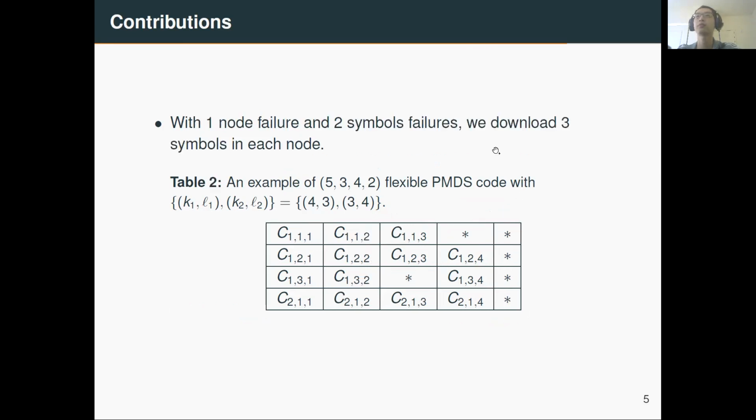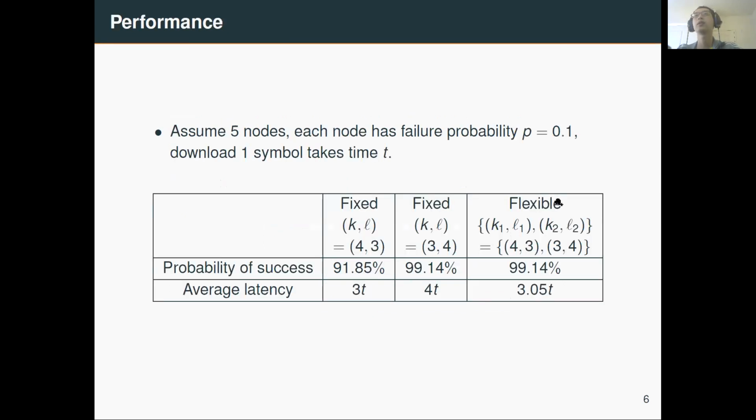Another case is when we only have 1 failure. As you can see in this table, the star means failures, and we only have 1 node failure and 2 additional symbol failures. In this case, we only need to download 3 symbols in each of the nodes. It means the first 3 symbols in the remaining 4 nodes. And in this case, we can still recover the whole message. By doing so, we can reduce the average latency.